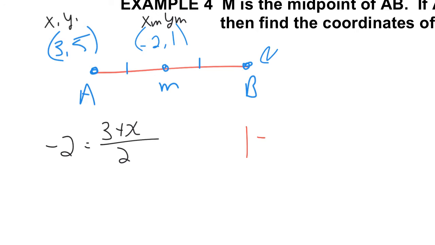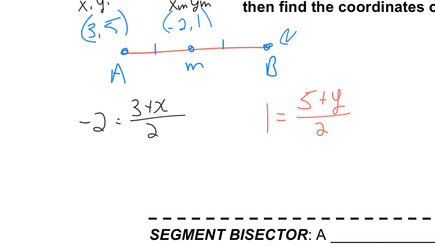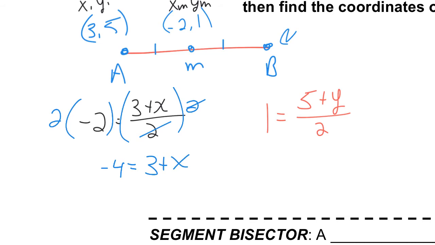The other one's for my Y's. I start with my YM. It equals the Y I know, which is 5, plus the Y I don't know, over 2. And now we just have to solve these problems, which isn't very bad. Let's get rid of the fractions. I multiply both sides by the denominator, so those cancel. -4 equals 3 plus X. I subtract 3 from both sides, and I get my x value to be -7.